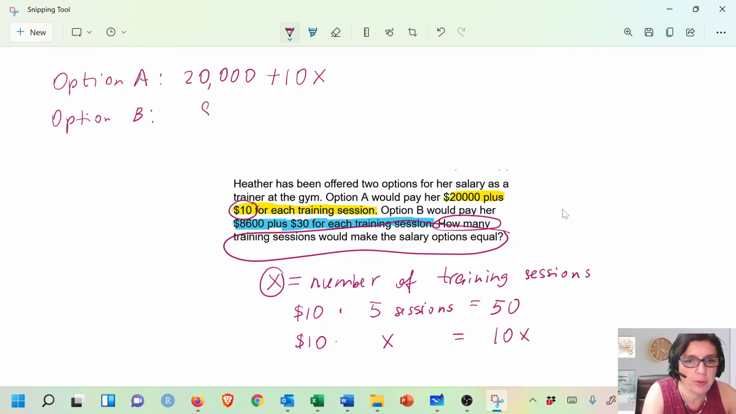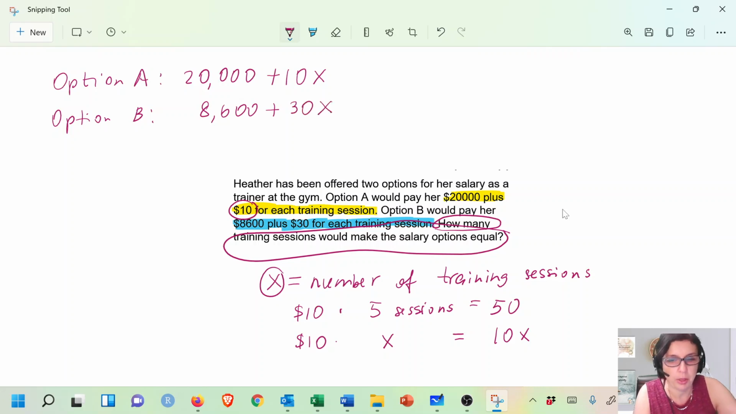Now with option B it should be pretty easy to understand what happens. This is going to be just 8,600, what they pay her up front. And then $30 she gets for each session. I'm sorry, that would be 30x. Now we know that these two options should be the same, so we're going to make them equal each other. We're going to take 20,000 plus 10x and make it equal to 8,600 plus 30x.